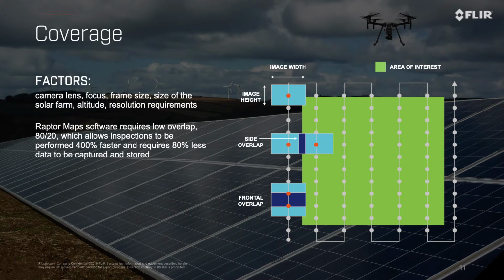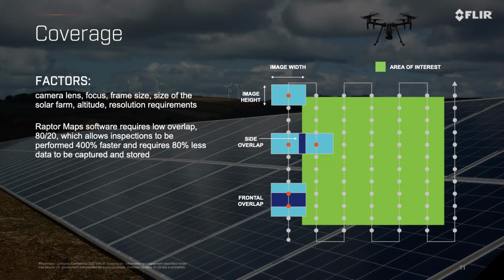So coverage is a very popular question that I get a lot, and there's a lot of factors that impact coverage and the limitations of the drone's ability to cover a certain amount of space. The camera equipment, the specs of the camera, the size of the solar farm, the altitude that you'll be inspecting the site at, the resolution requirements, all of these come into play. So it's not just a black and white answer. And then also the overlaps, how the drone itself is flown.